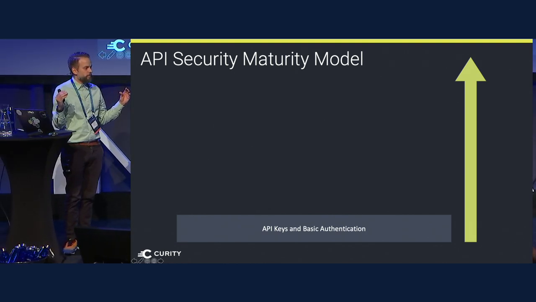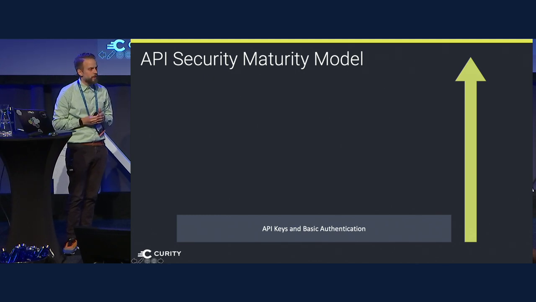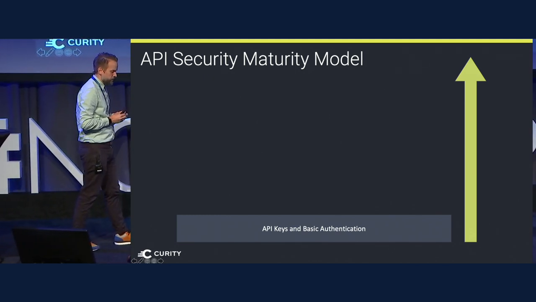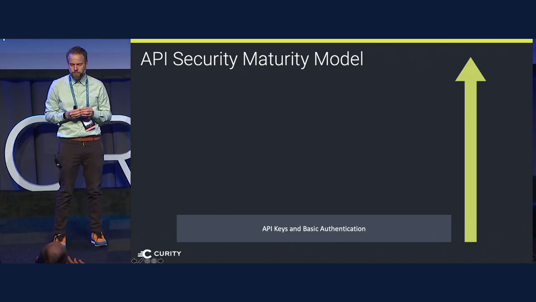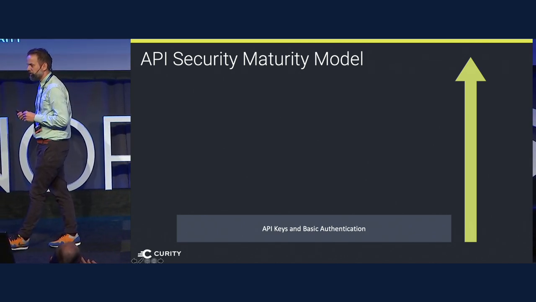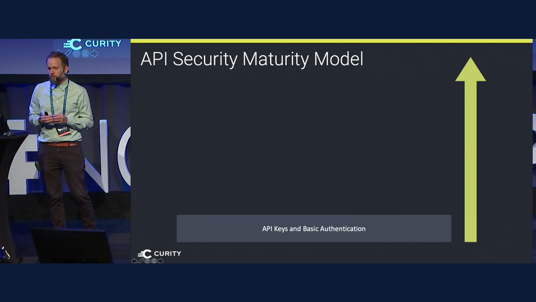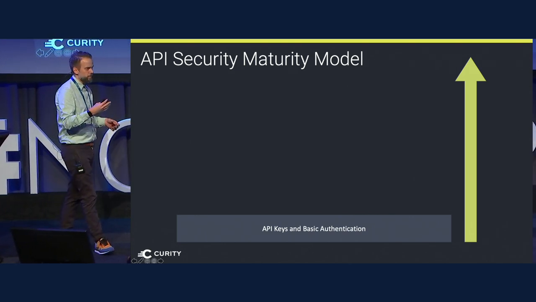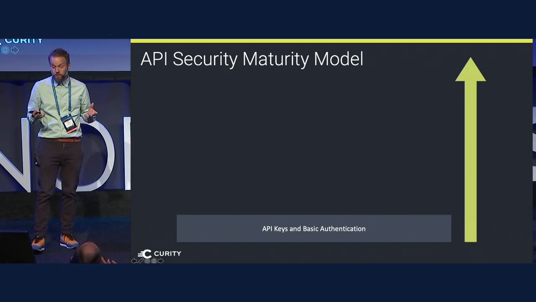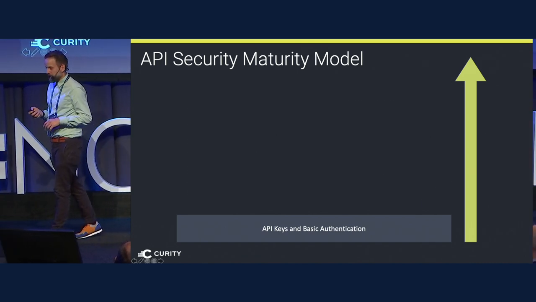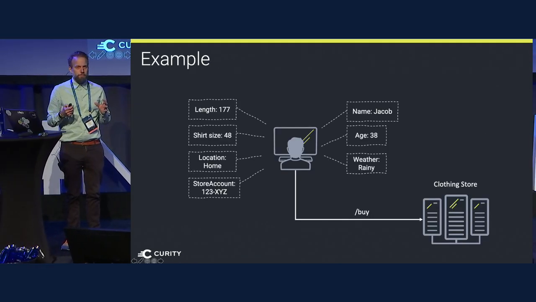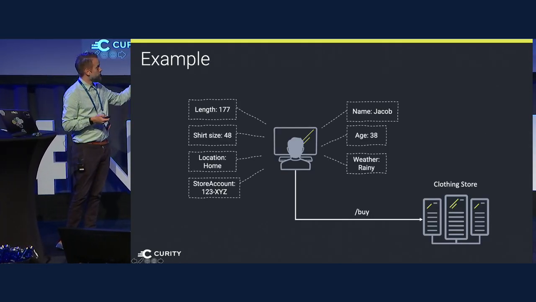Level zero, API keys and basic authentication. This is where most people started a couple of years ago. OAuth was still a bit of an unknown to a lot of people. So you bought a gateway, you used API keys, or you simply used basic auth because you know it. It's good. It works.